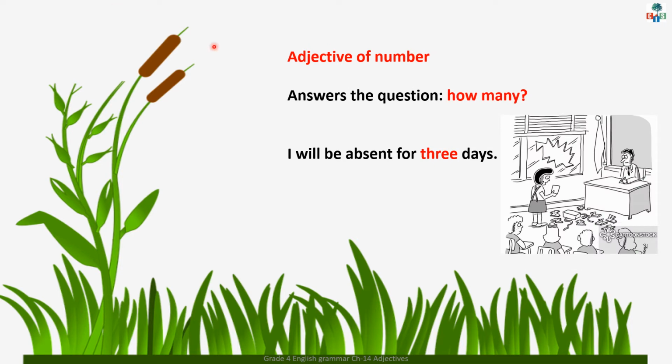Let's see adjective of number. Adjective of number answers the question how many and it describes the countable nouns. For example, I will be absent for 3 days. What is the noun, children? Days. And it is the countable noun. And before this noun, I have used the word 3. 3 answers the question how many days. So 3 is an adjective and it is an adjective of number.